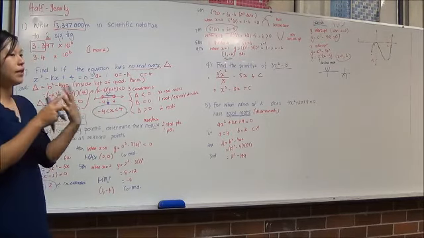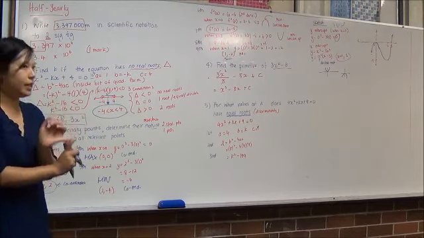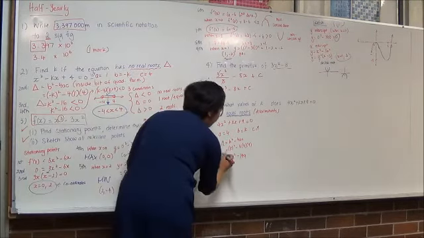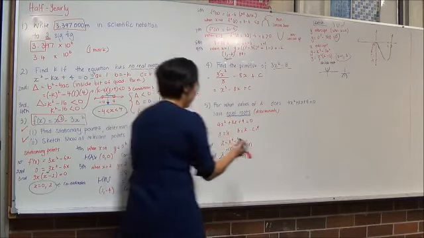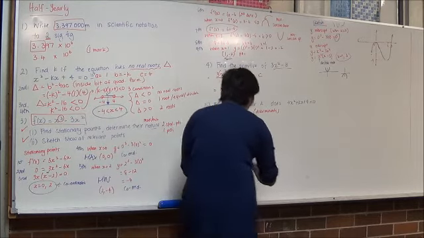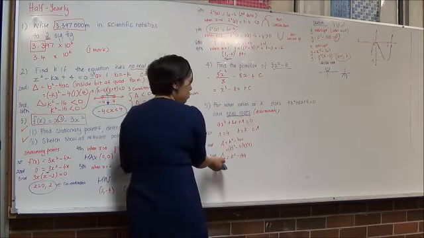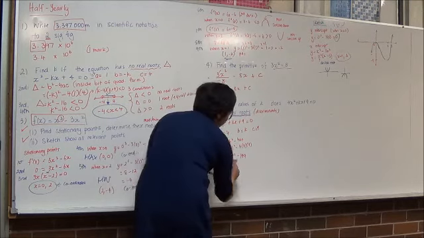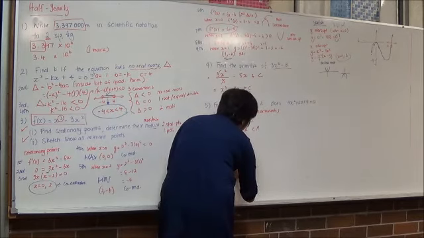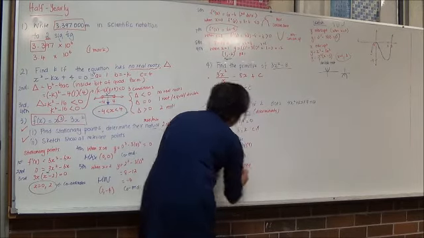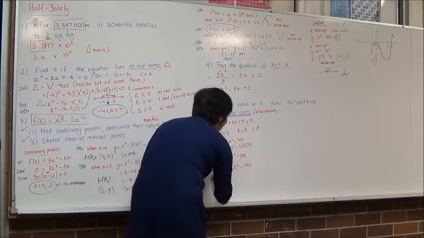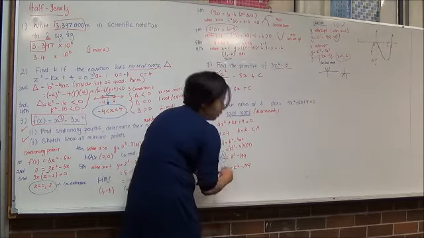It says that we have equal roots. So what's the condition for equal roots? Remember, this is our discriminant. The discriminant equals 0. So you can replace the triangle with 0, and then you can solve for it. Since this is an equation and not an inequality, you don't need to do the number line. So you just solve for this.